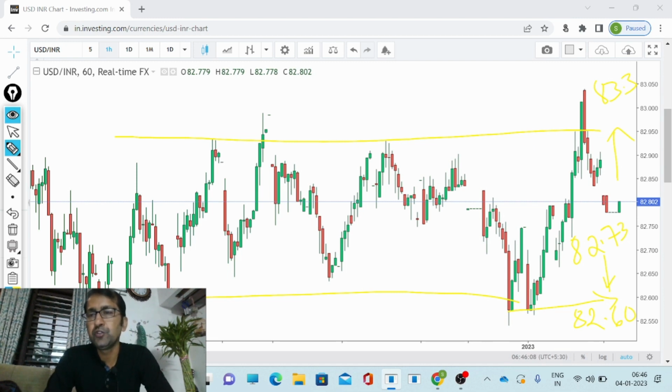So buy only below 82.53. And those who want to take a positional trade on the higher side, wait for 82.93 to break, for a target of 83.30. So this should be your trading strategy for today.